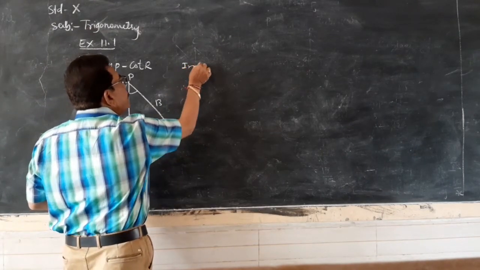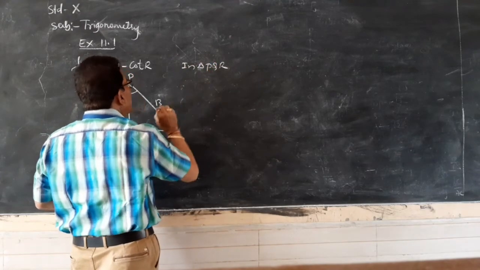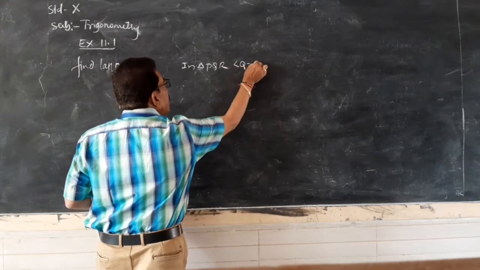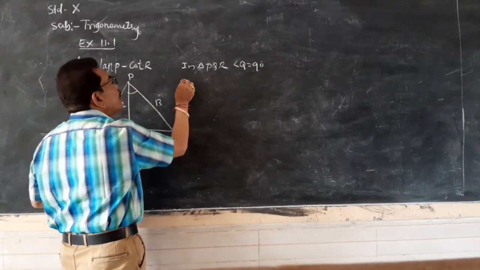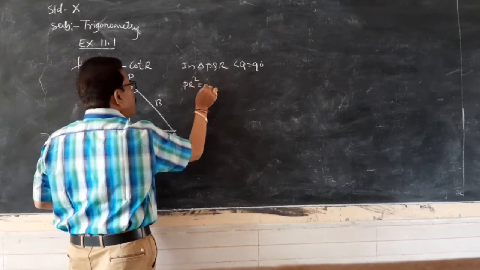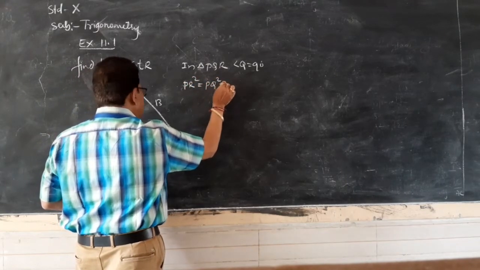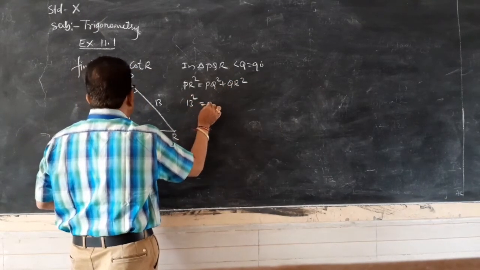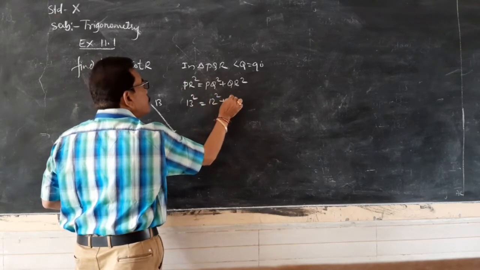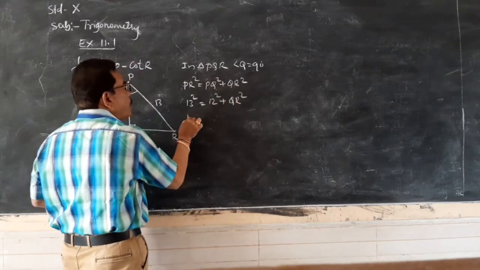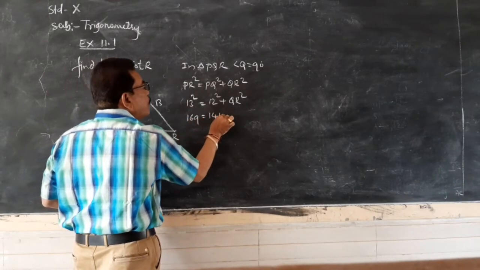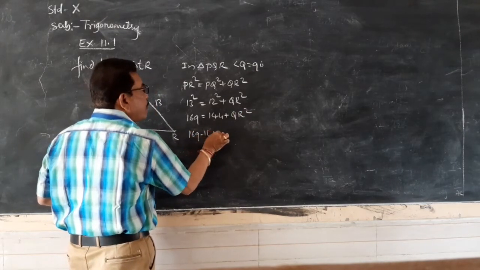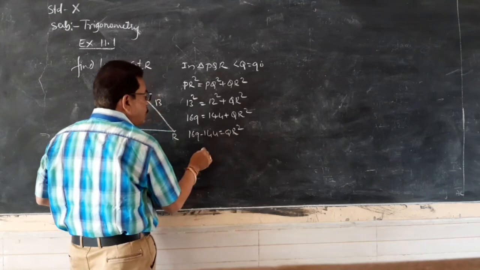In triangle PQR, angle Q equals 90 degrees. Therefore, PR square equals PQ square plus QR square. PR is 13, so 13 square equals PQ 12 square plus QR square. 169 equals 144 plus QR square. 169 minus 144 equals QR square.